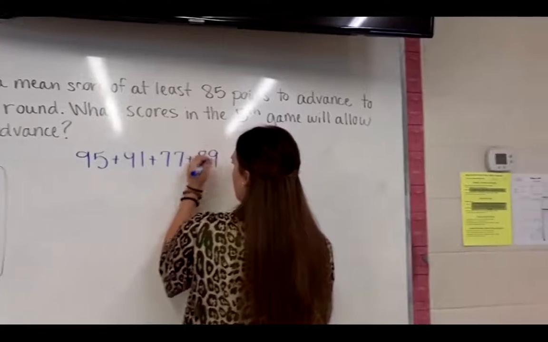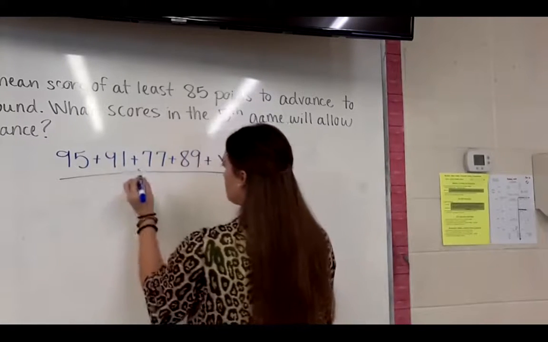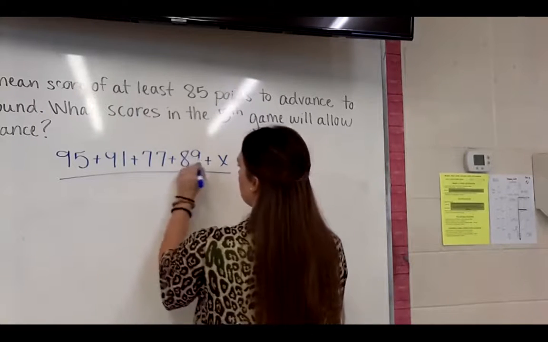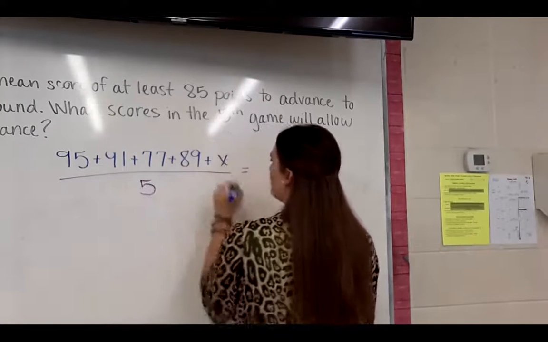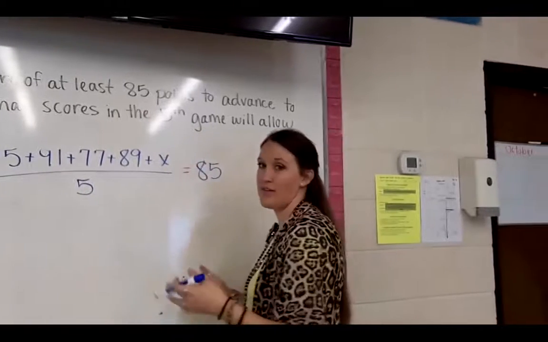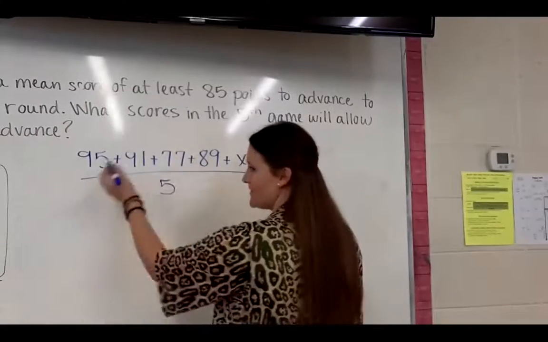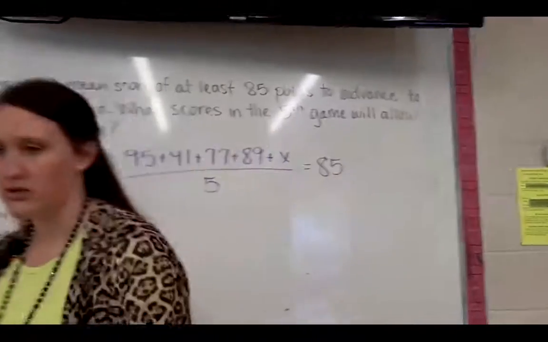But we don't know what X is. But we know it's all of that, 1, 2, 3, 4, 5, divided by 5. And we want it to be at least 85 points. So we set it equal to 85 because that's what we want the average to be. So we go back and we can add these numbers. Just realized I forgot my calculator.